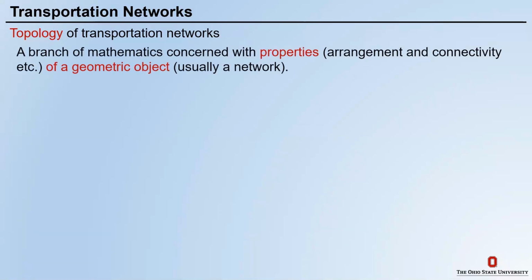Now let's continue with topology of transportation networks. Topology, this word itself, it refers to a branch of mathematics concerned mainly with properties of a geometric object. And this geometric object is usually a network. Since we're trying to address transportation networks, so naturally topology can be a concept applied to transportation networks, right?